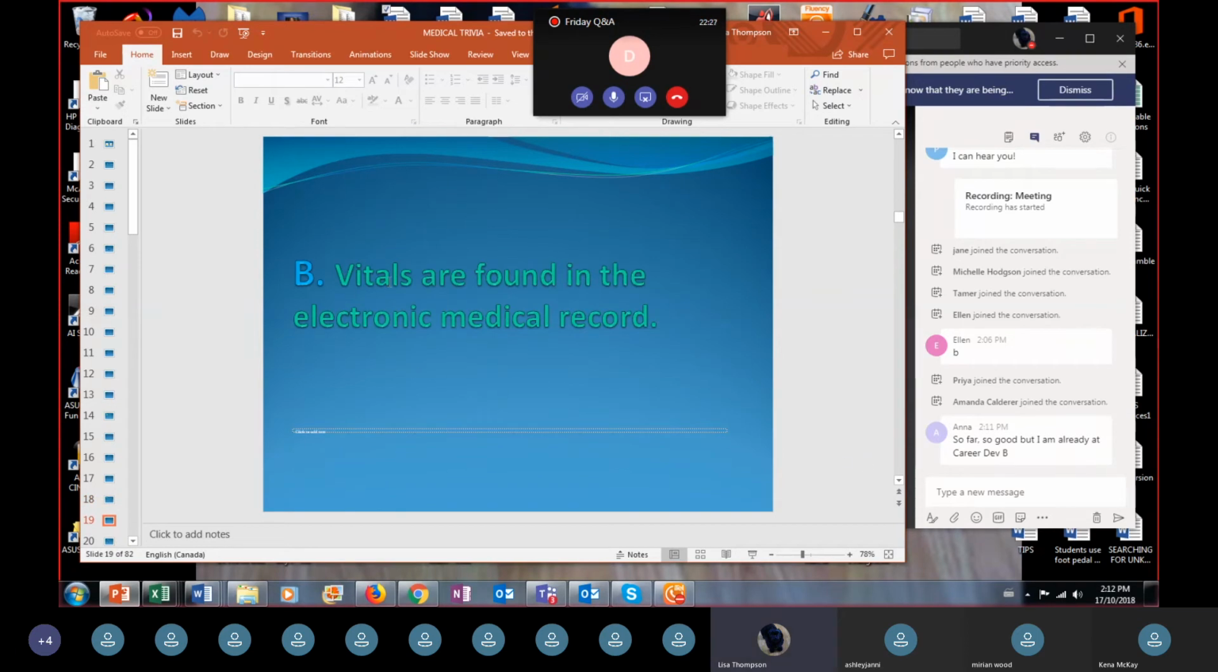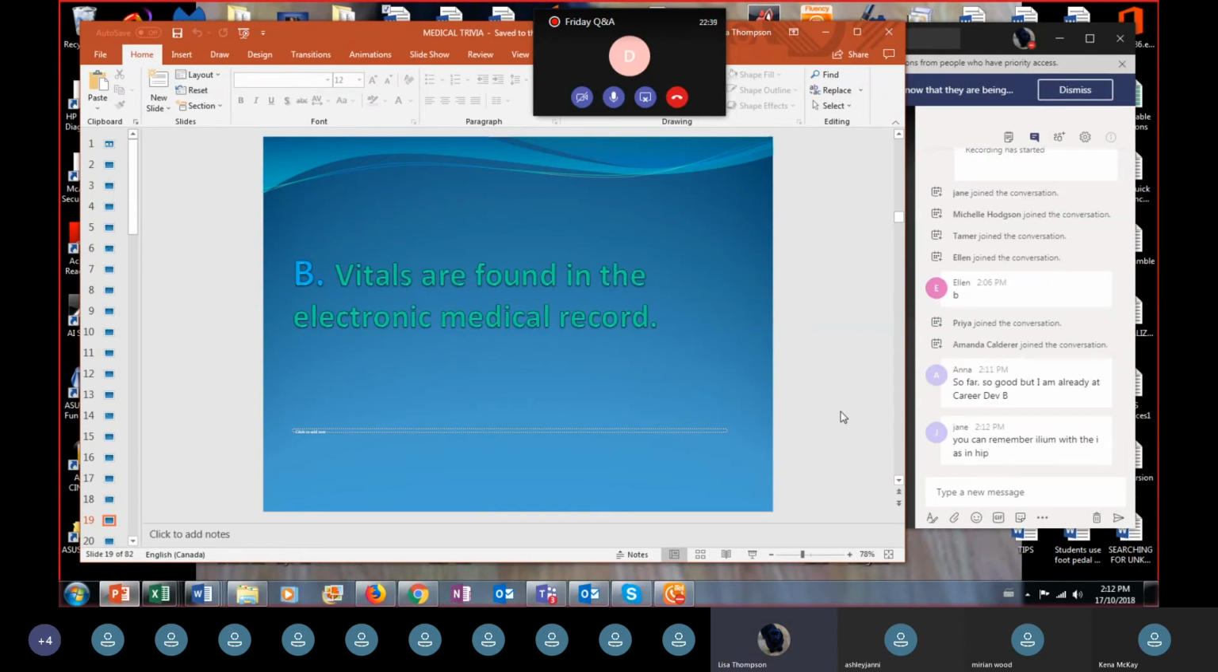The answer is B. Vitals are found in the electronic medical record. EMR doesn't stand for emergency. That's right, Jane. You can remember ilium with the I as in hip. That's correct.